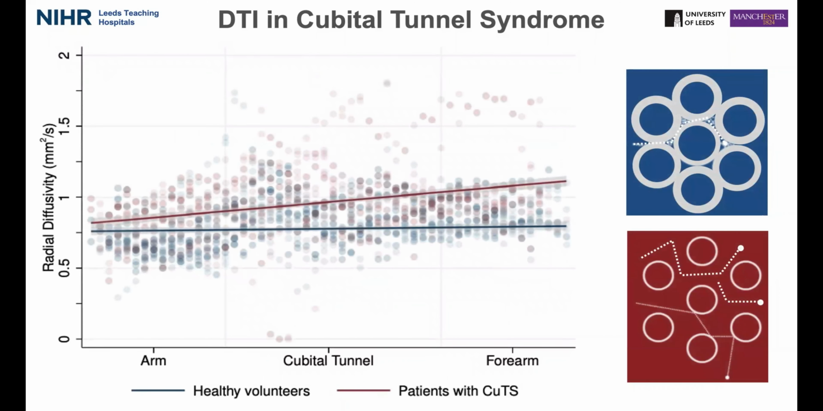We also discovered differences in radial diffusivity, whereby healthy asymptomatic adults had a fairly flat RD throughout the length of the arm, whereas patients had a substantially higher RD distal to the cubital tunnel, and in fact proximal to the level of the pathology.